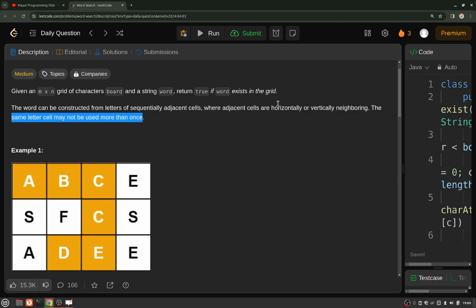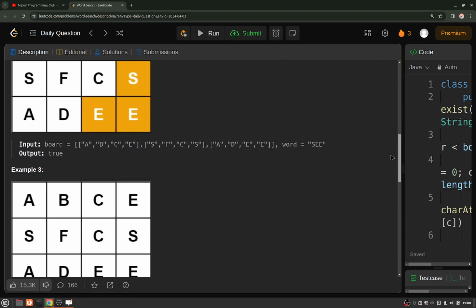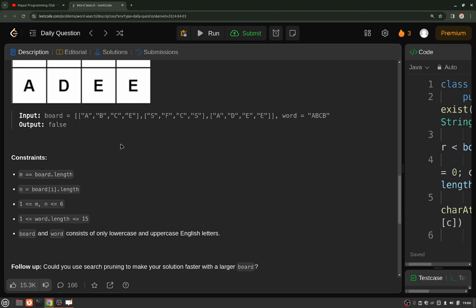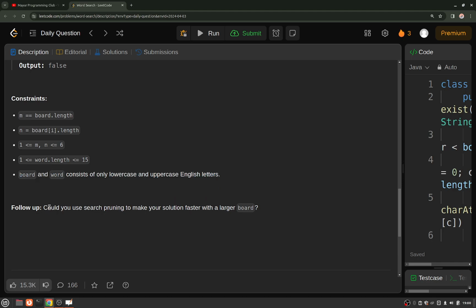more than once. Okay, and let's have a look at the constraints before discussing the approach. M cross n will be the dimensions of the board, and m and n will be of order 6, and the length of the word will be of order 15. And it is mentioned that board and word consist of only lower and upper case English letters. Okay, and there is a follow-up also: could you use search pruning to make your solution faster with a larger board?